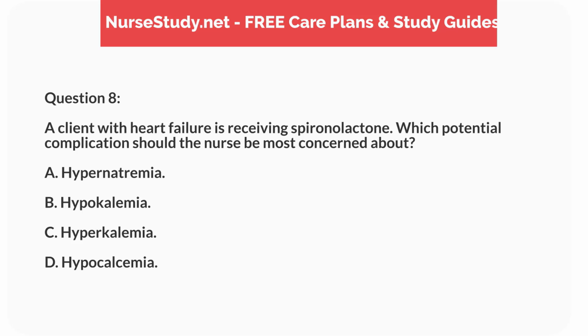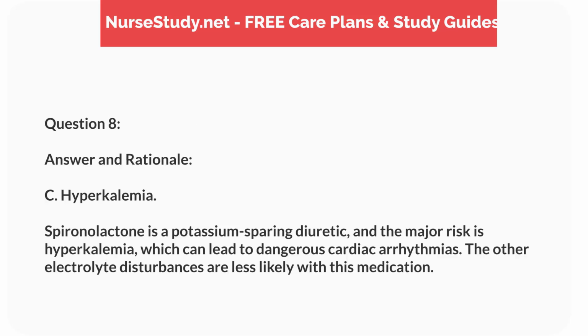Question 8. A client with heart failure is receiving spironolactone. Which potential complication should the nurse be most concerned about? A. Hypernatremia. B. Hypokalemia. C. Hyperkalemia. D. Hypocalcemia. Answer and rationale. C. Hyperkalemia.